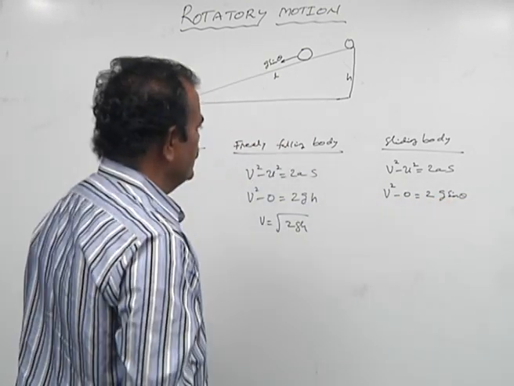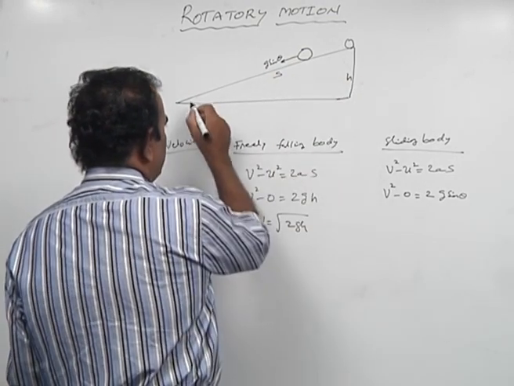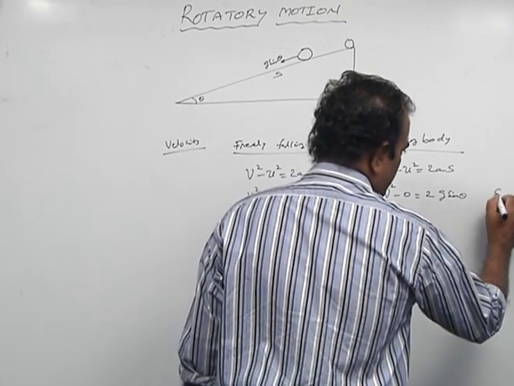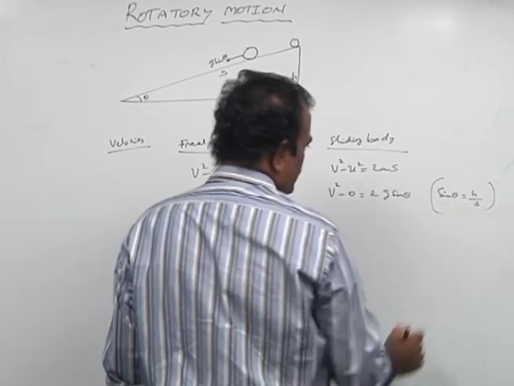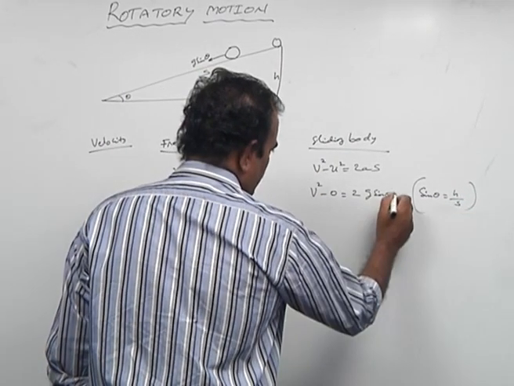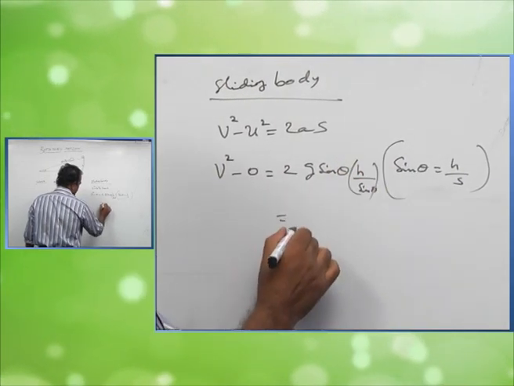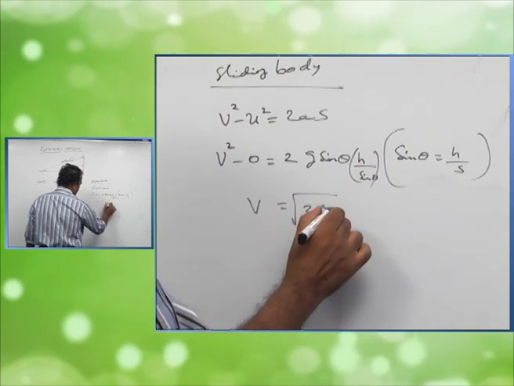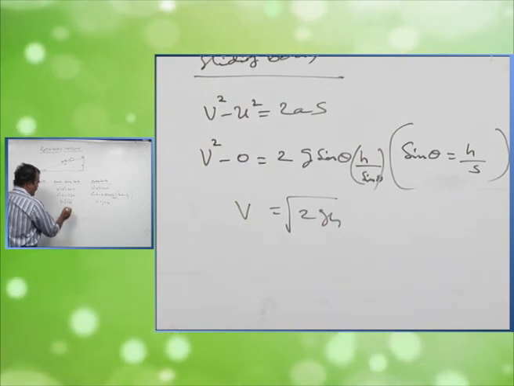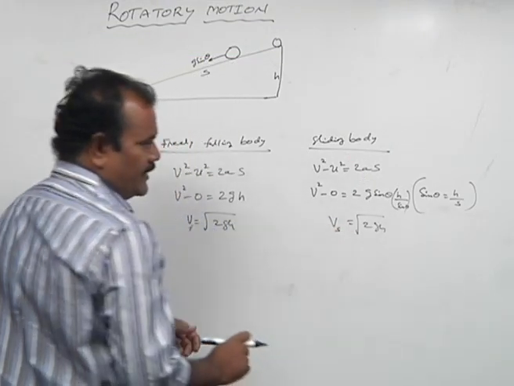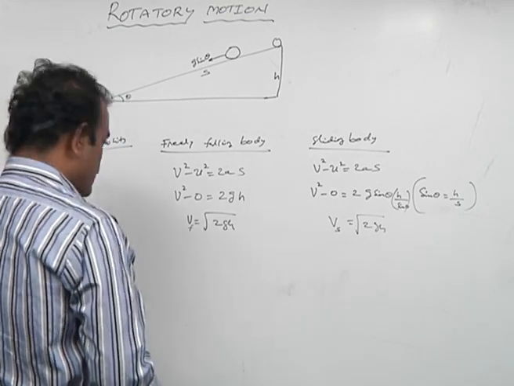Here sin theta is h by s, so s can be replaced by h by sin theta. Ultimately it becomes v is equal to square root of 2gh only. This is for the freely falling body, and this is for the sliding body. Ultimately our target is to get the velocity gained by the rolling body.